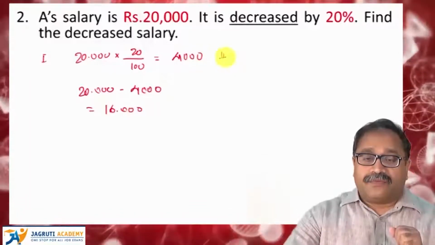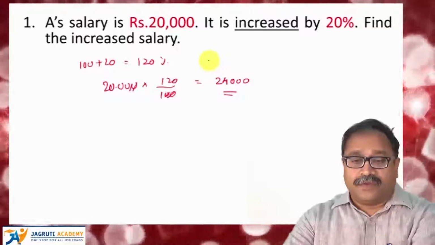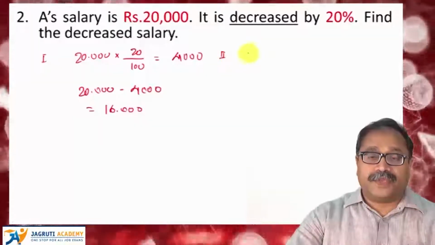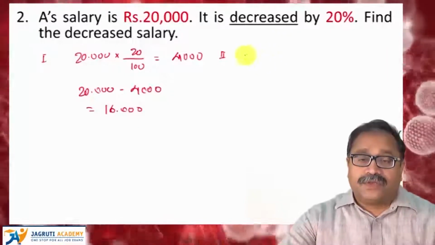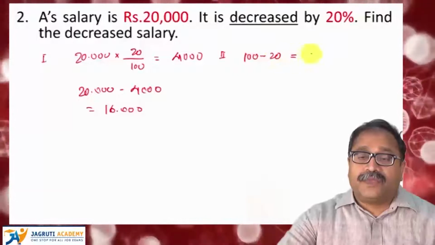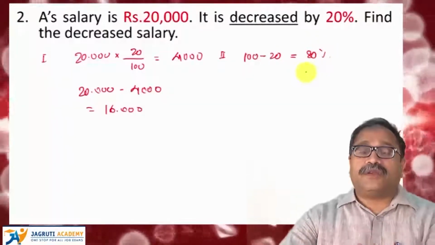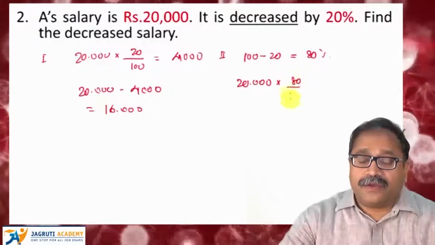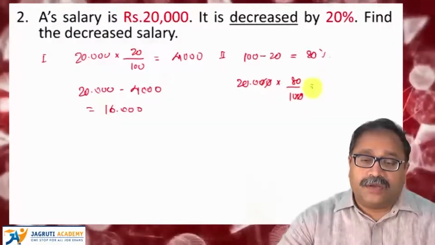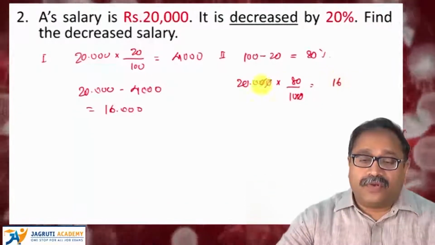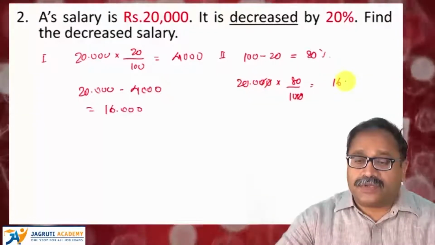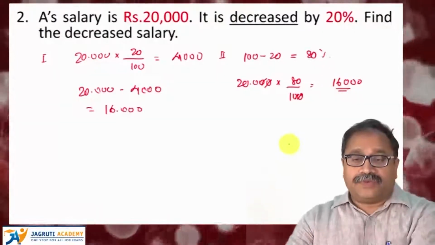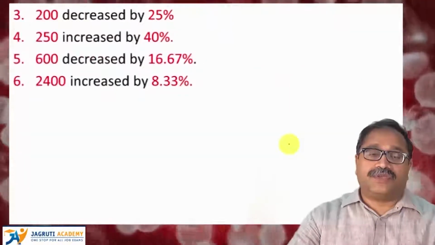If I follow the second method which we have seen, as it is decreased by 20%, so 100 minus 20, it becomes 80%. So I will directly calculate 80% of 20,000. So this 20,000 into 80 by 100. I just cancel these two zeros, and 8 into 2 is 16, followed by 3 zeros. So it's 16,000. In both cases we get the same result. So this is what you are expected to know about the percentage increase or the percentage decrease.